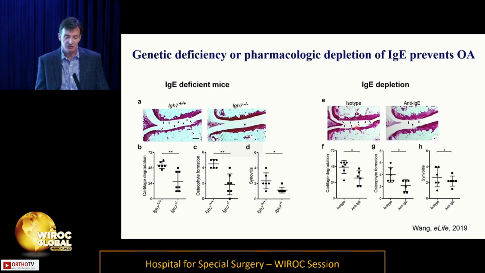That depletion of IgE also protects mice against the development of OA as compared to treatment with an isotype match control antibody. We show that the IgE depletion is associated with complete depletion of IgE in the serum, reduced cartilage degeneration, reduced osteophytes, and synovitis is also slightly reduced.